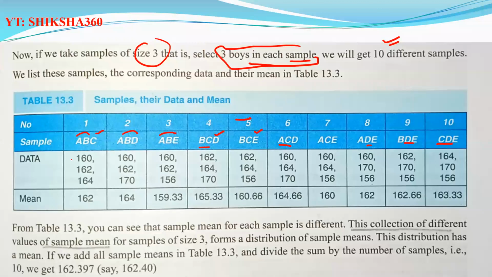The height of A is 160 centimeters, the height of B is 162 centimeters, the height of C is 164 centimeters. So what we will do in the next step is take the average of that. The average is 162 centimeters.